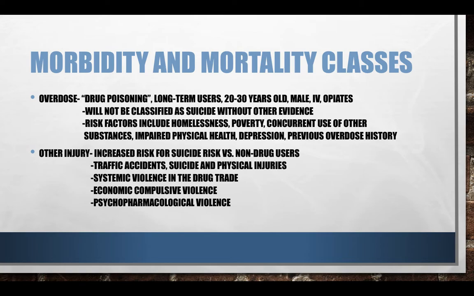Systemic violence in the drug trade. So if you're in an illegal cartel, the police are not going to be enforcing things. So there might be enforcers. We see, like if we're looking at media, the wise guys type thing, or the enforcers, right? Economic compulsive violence. This would be crimes that are committed in order for the drug trade to occur. And then psychopharmacological violence would be violence that is induced from the use of the substance itself.